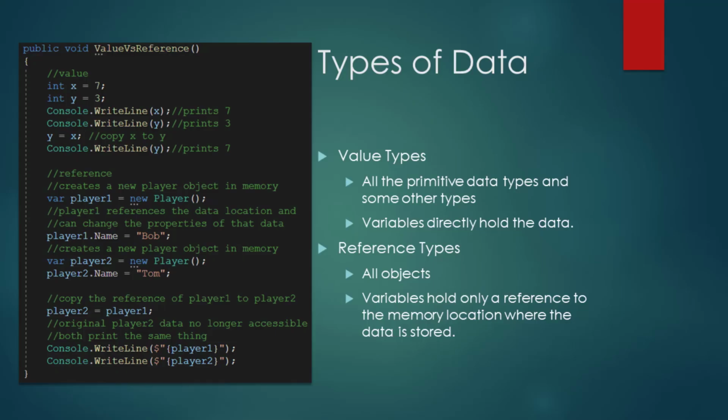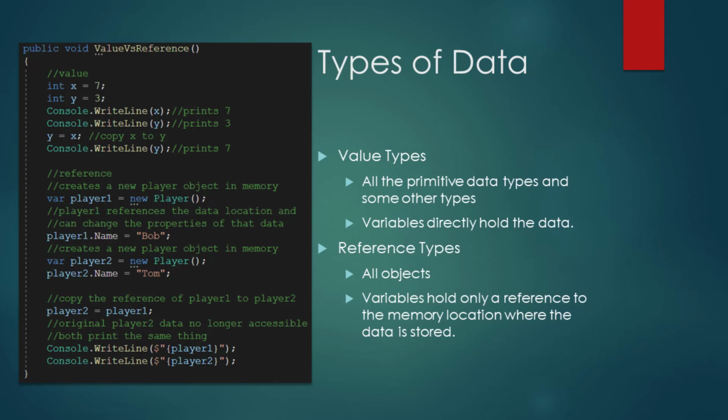To fully understand this, you need to know the difference between value types, which include but are not limited to primitive data types, and reference types, which consist of all objects. A variable of a value type, like int x, contains an instance of that type, and directly holds a value. However, a variable of a reference type, like our player object, holds only a reference to the memory location where that data is stored.